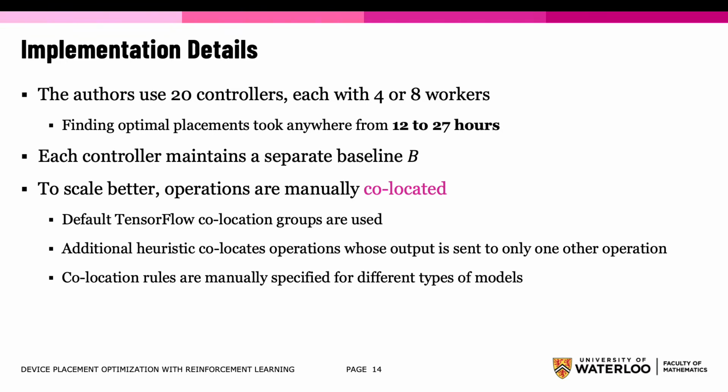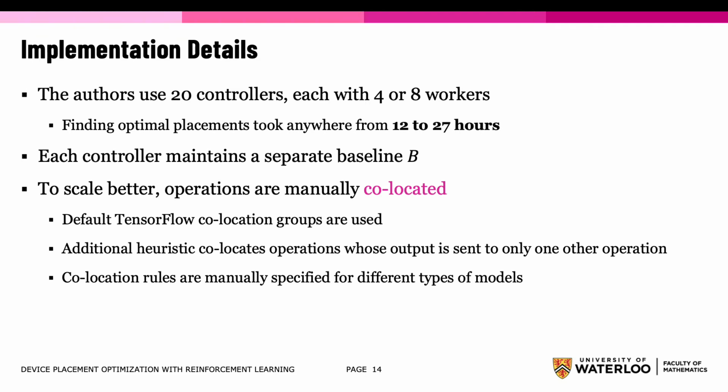Each controller maintains a separate baseline B. This is for the purpose of increasing stability, which is negatively affected by discrepancies between the heterogeneous machines. To scale better, operations are manually co-located on the same device. TensorFlow has a default method of doing this, and so default co-location groups are used.